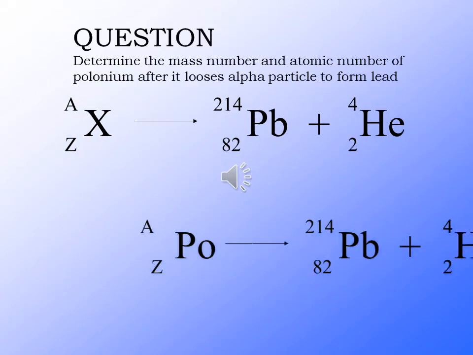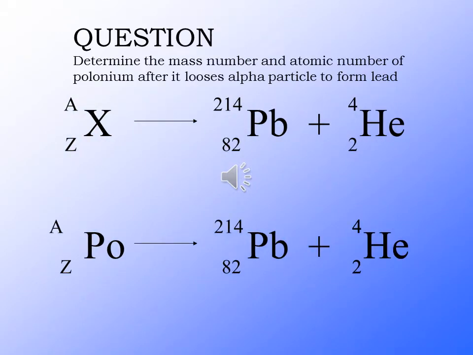You can practice by doing the question below. Determine the mass number and the atomic number of polonium after it loses an alpha particle to form lead.